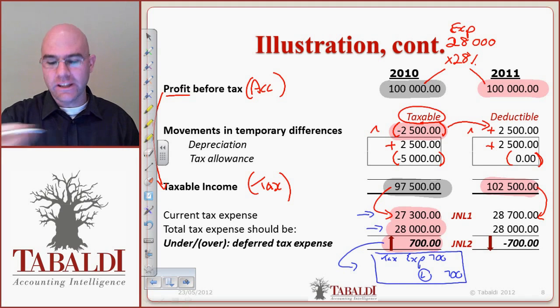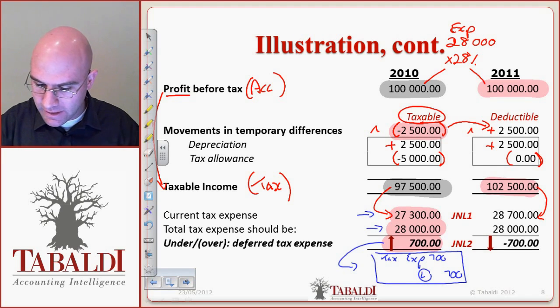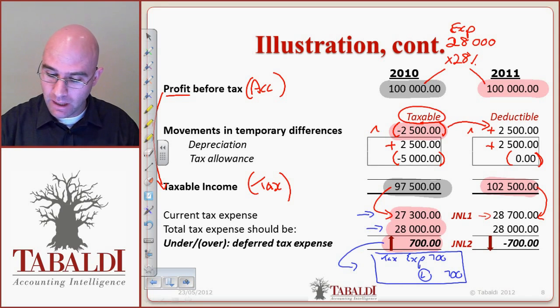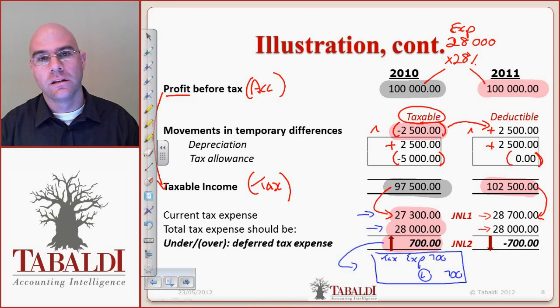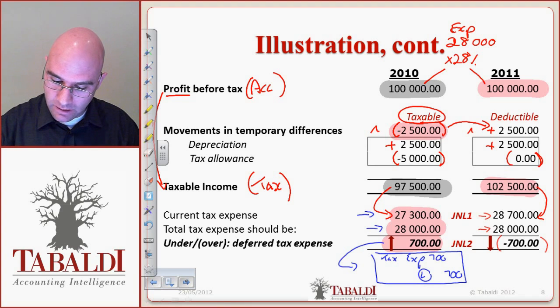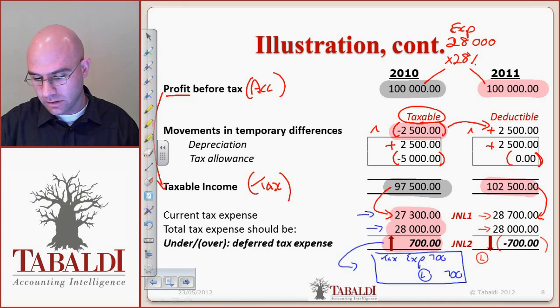And what you'll see is in the next year, my tax expense suddenly is 28,700 that I have to pay over to the receiver, and the accounting tax should have been 28,000. So in this scenario, I need to decrease the tax expense by 700. And how do I decrease an expense? I'm going to debit the liability and I will credit tax expense to make it smaller.